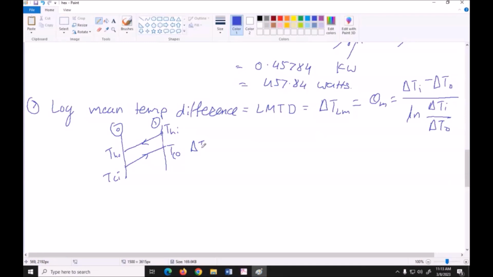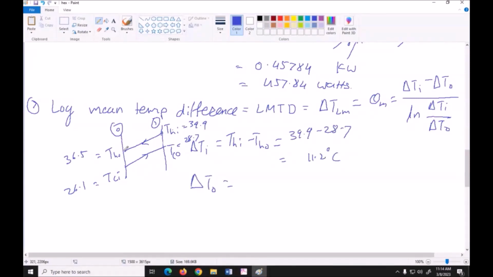So what is delta TI? Delta TI is THI minus TCO. Suppose THI is 39.9 and TCO is 28.7, and THO is 36.5 and TCI is 26.1. Delta TO, for the outlet, is THO minus TCI, 36.5 minus 26.1.